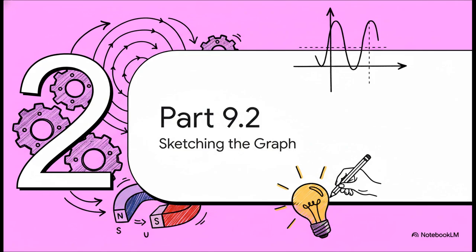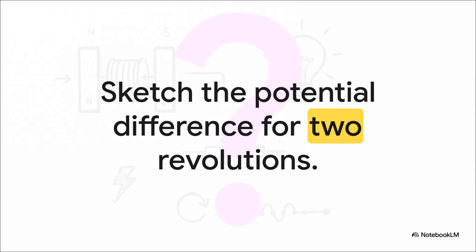This next bit is all about testing whether you can take that idea we just talked about and turn it into a picture. It's a visual test of your understanding. The question asks you to sketch a graph of the potential difference for 2 full rotations. Now, this is only a 1-mark question, but trust me, it is a super easy mark to lose if you're not precise. It's all about showing that you really understand what the output from this specific DC dynamo looks like.